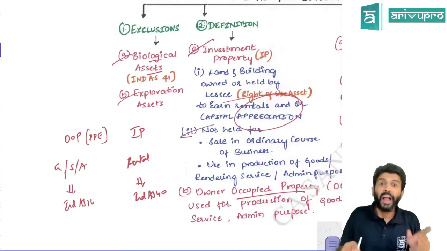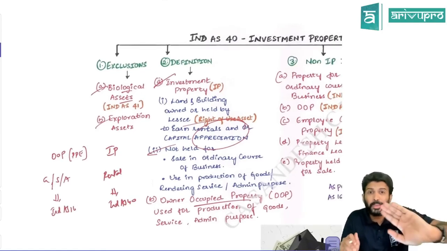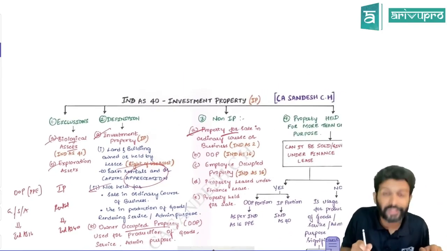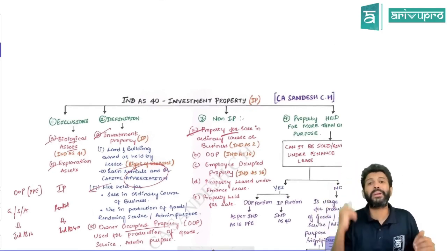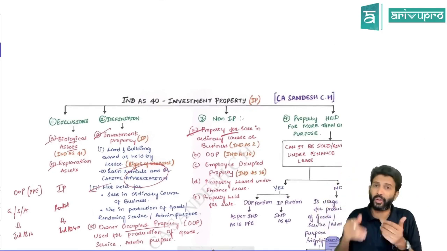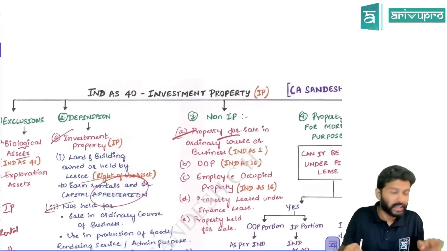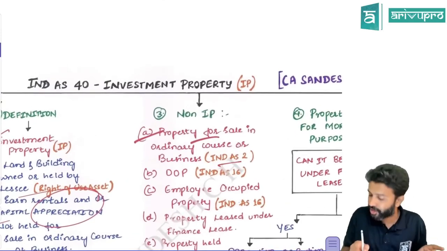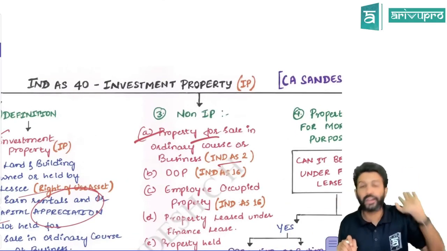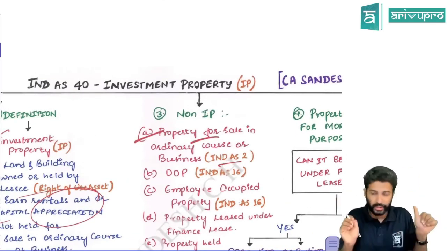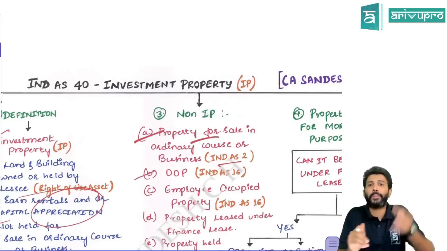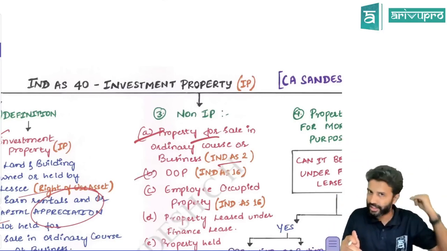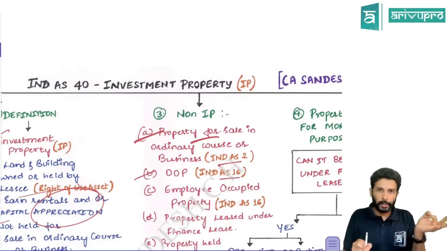And if you are owning this property to be sold in the ordinary course of business, you own a land and building, but selling land and building is part and parcel of your business, that is your normal course of business. If you sell it, then it is not investment property. Then the IND AS 2 inventory standard will get triggered. OOP is not investment property. OOP stands for owner occupied property. IND AS 16 will apply for owner occupied property.